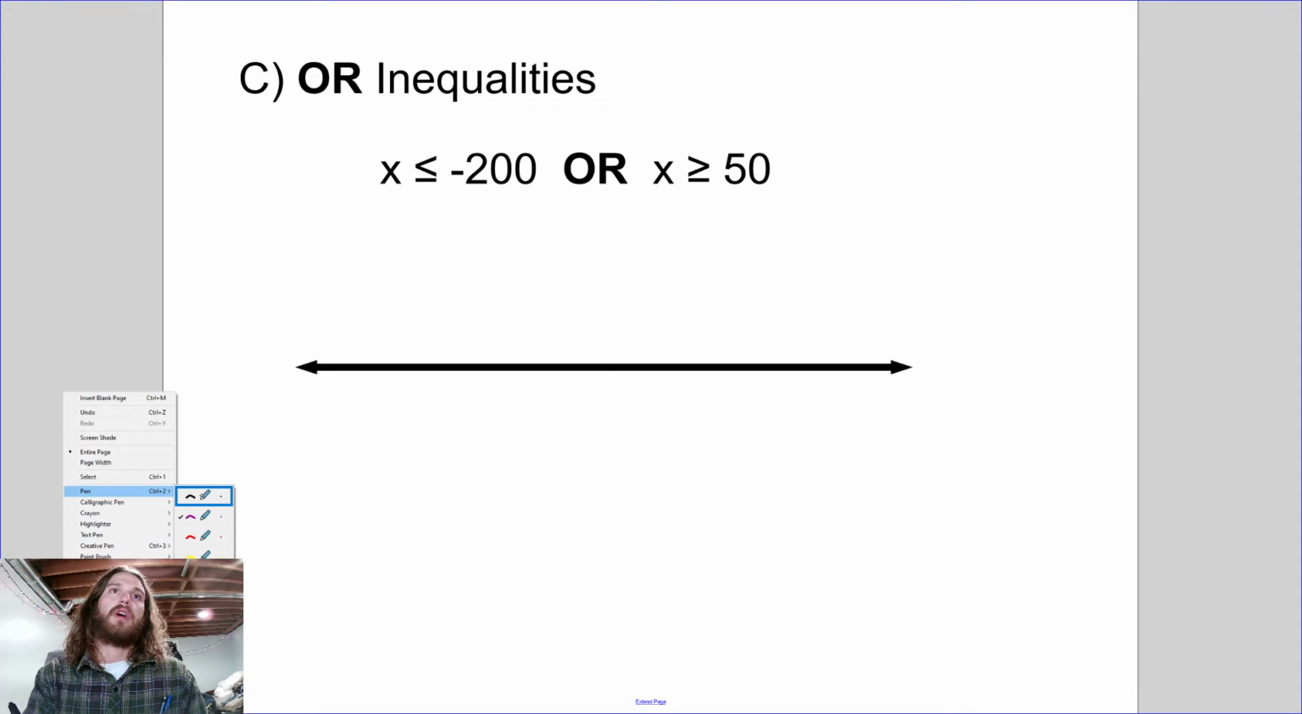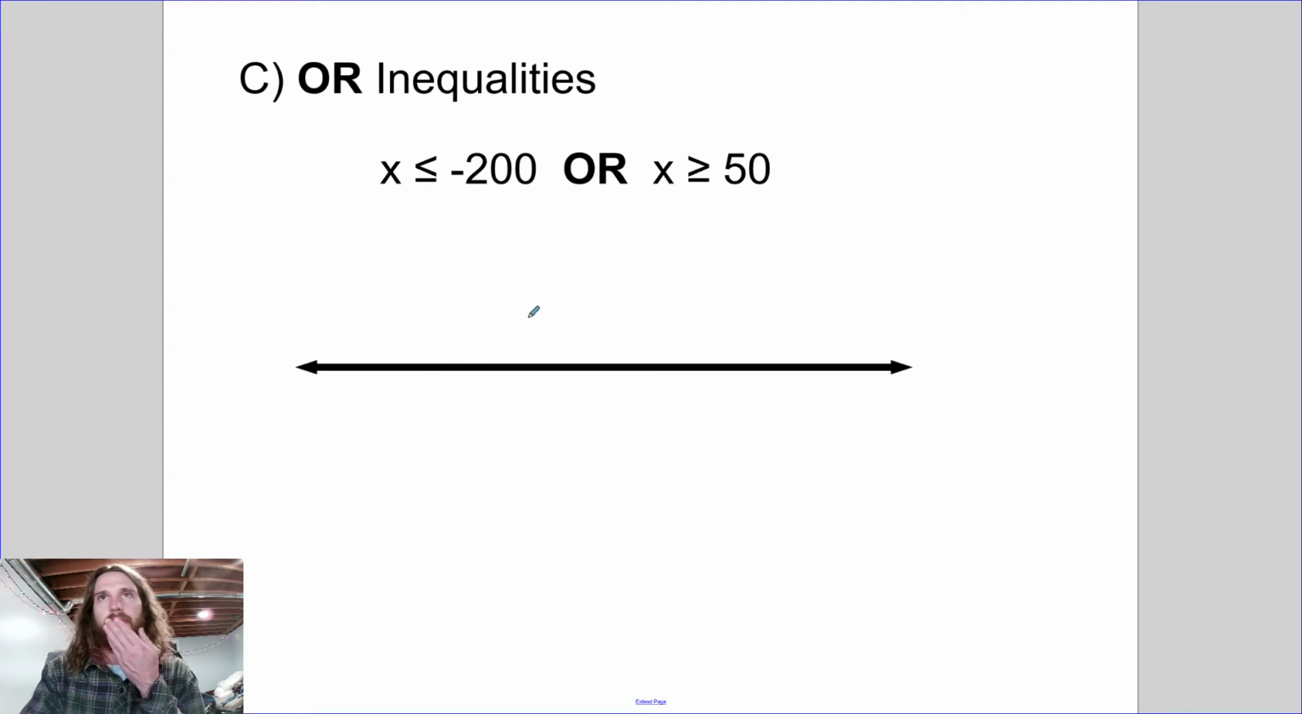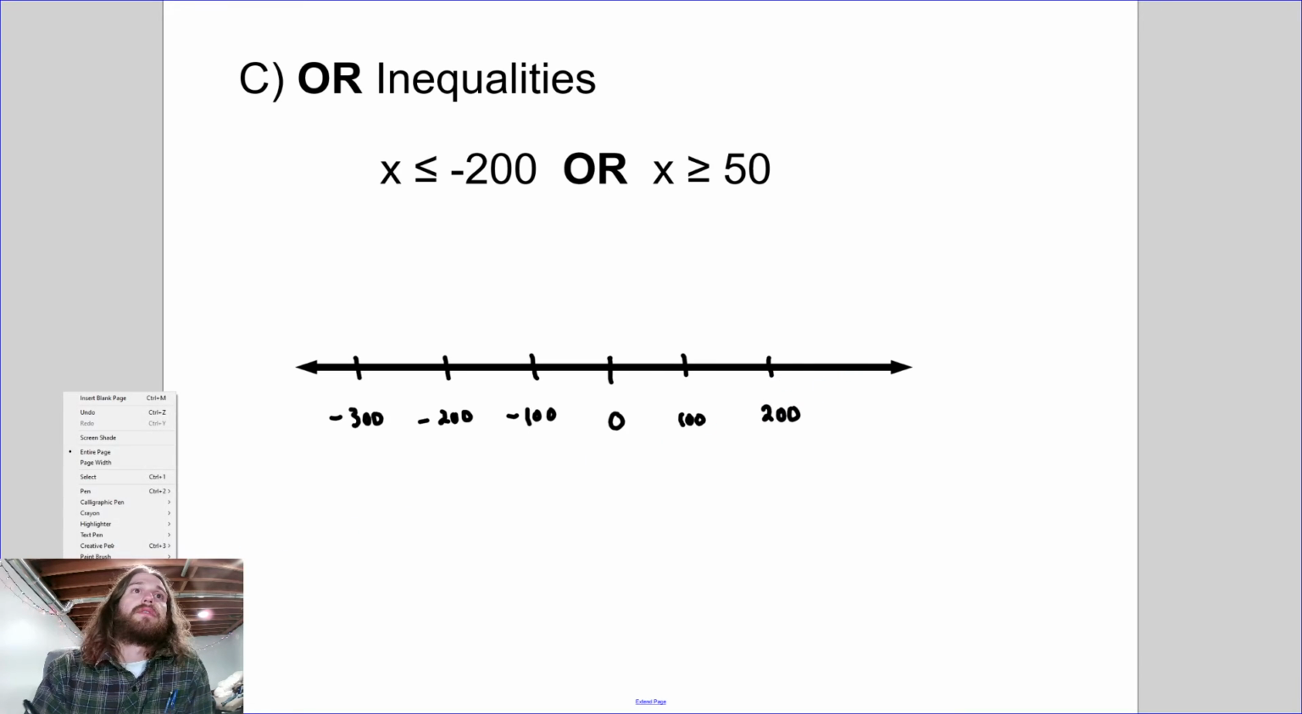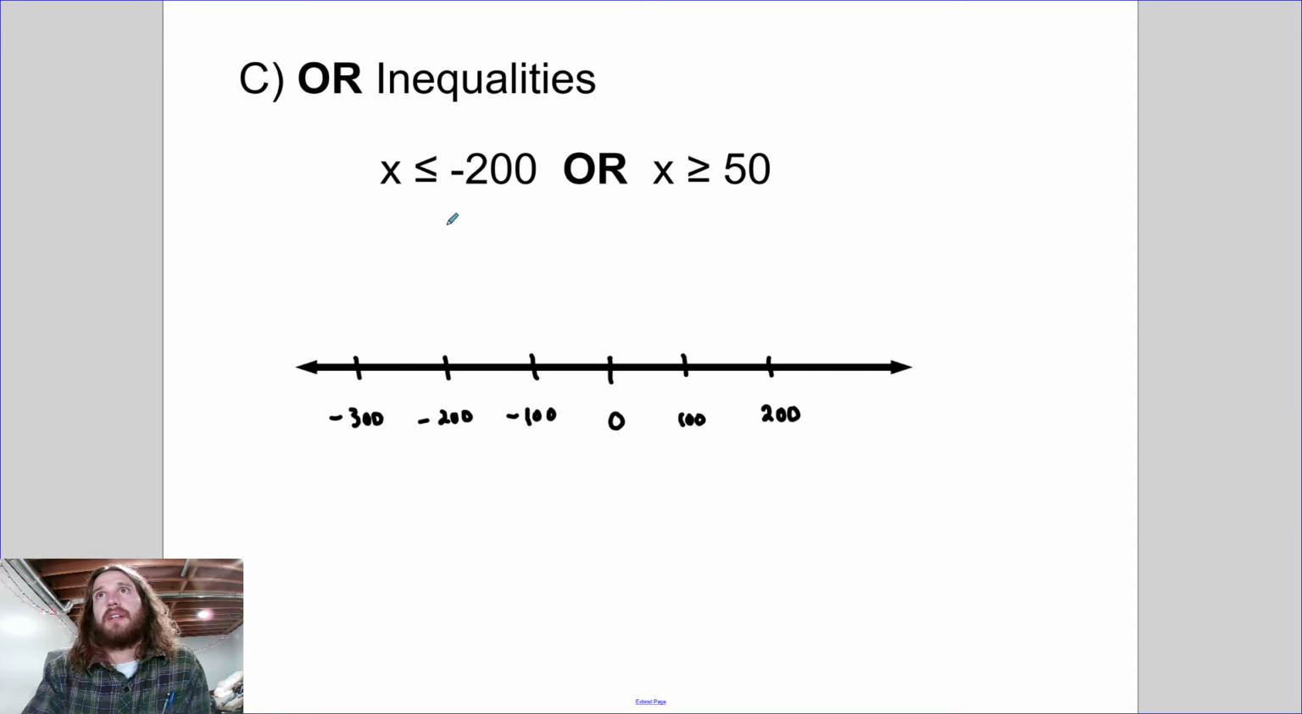And our last one, which is our compound or inequality, I'm going to do this kind of quickly. So it goes from -200, oh boy, so there's 0. Let's go 100, -100, -200, -300, and we'll put 200 right here. All right, cool. So we want to graph this. We're looking for things that are less than or equal to -200. Well, that's going to look like this. But they could also be greater than or equal to 50. Well, that's going to be that direction.